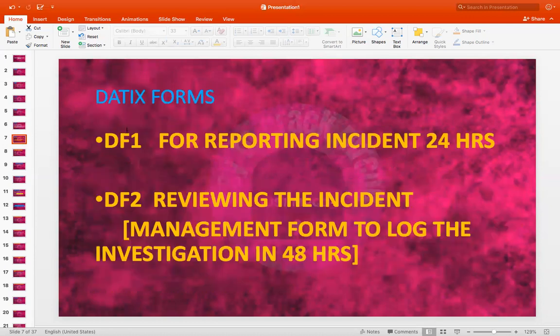Next is the Datix form. Datix forms are of two types. Datix form 1 is for reporting the incident within 24 hours. This is done by the main person who is involved in the incident, who is going to report it within 24 hours. Datix form 2 is for reviewing the incident. Once it is reported, it is reviewed by a manager. The manager is informed to log the investigation within 48 hours.